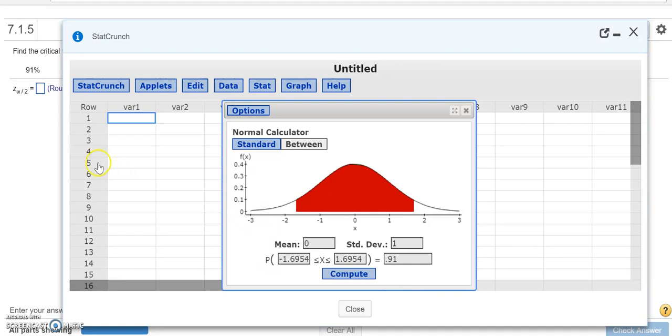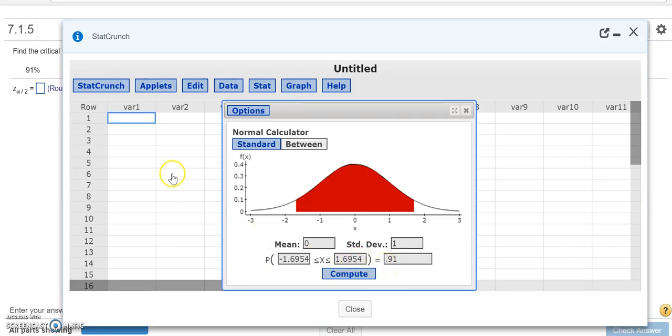In the question, when they ask you for z alpha over 2, they're only asking you for the positive value. Notice that because this is a symmetric curve, and since the mean is 0, this lower value and this higher value are actually the same number, except that one is positive, meaning it's on the right-hand side, and one is negative, meaning it's on the left-hand side. So to answer this question, we only need the positive value.